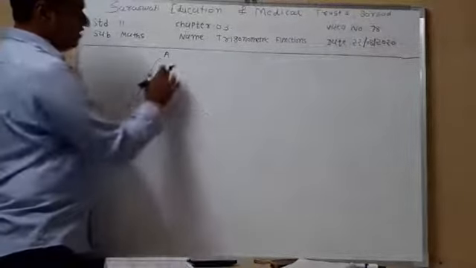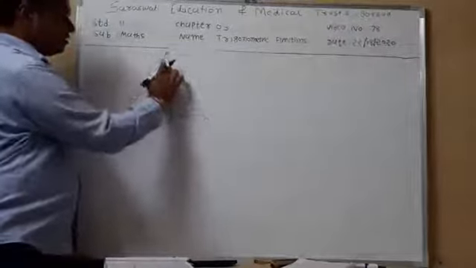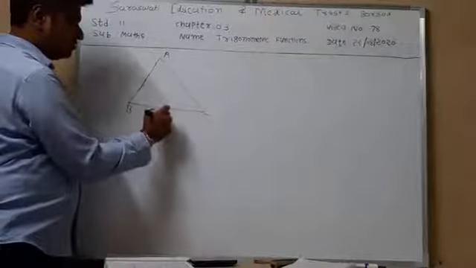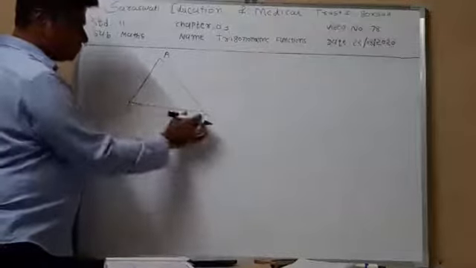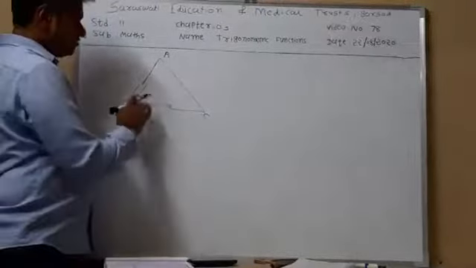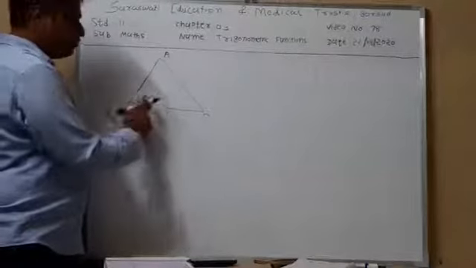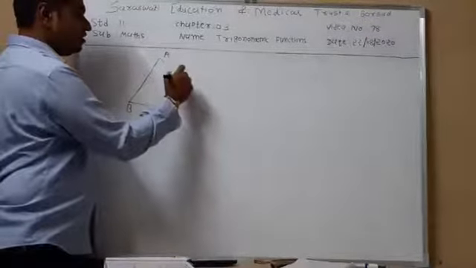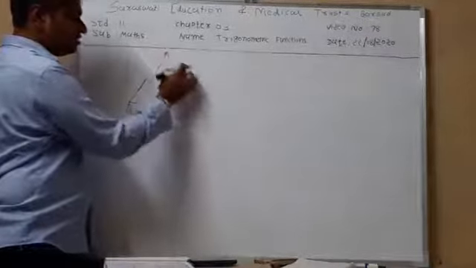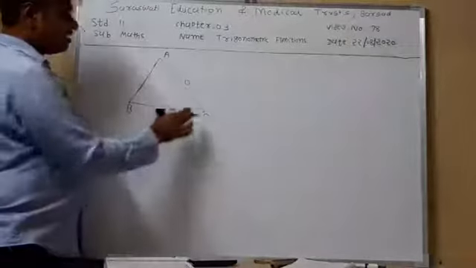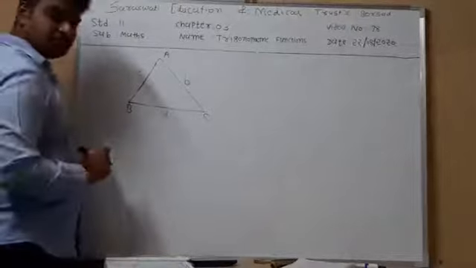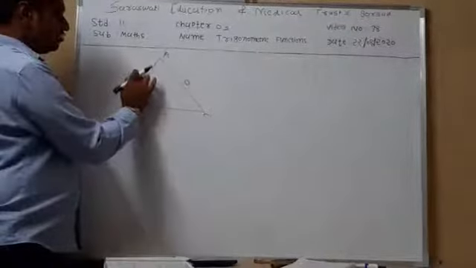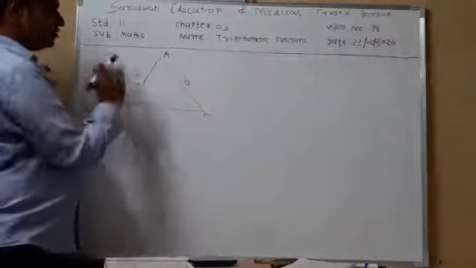Now in this triangle, the side opposite angle A we can call small a. That means small a is equal to side BC. In the same way, opposite angle B the side is small b, so small b is the side AC. And opposite angle C, we can mention small c, so small c is equal to AB.